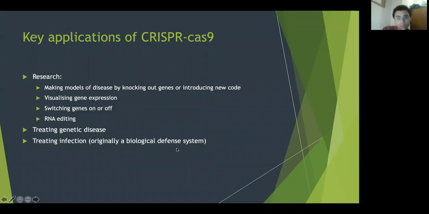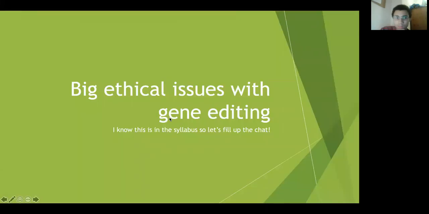This was originally a biological defense system. I 100% recommend Jennifer Doudna's book, which is called A Crack in Creation. Really, really interesting story of how they developed CRISPR-Cas9, because this is 2 labs, one working in France, one in the US. So there's a lot of communication and science sharing that has to go on for that to work. Big ethical issues with gene editing.